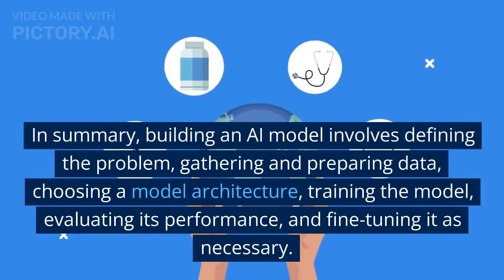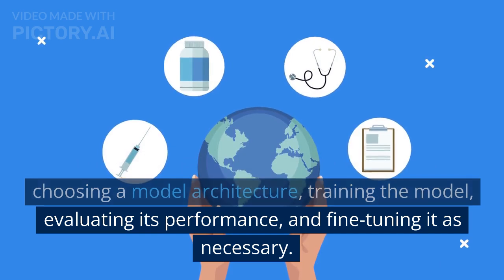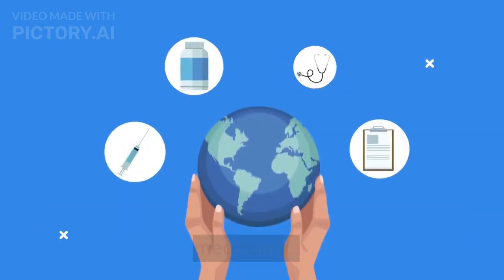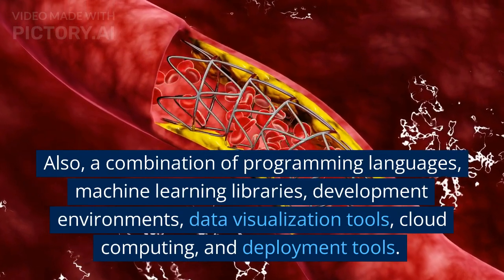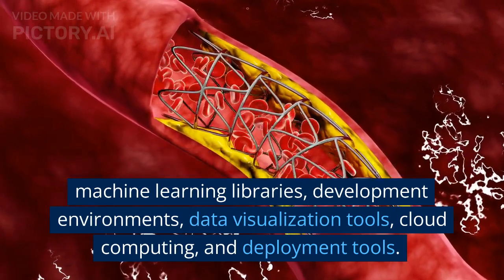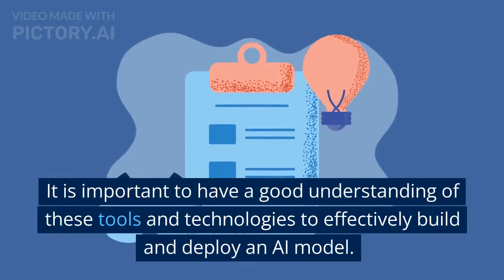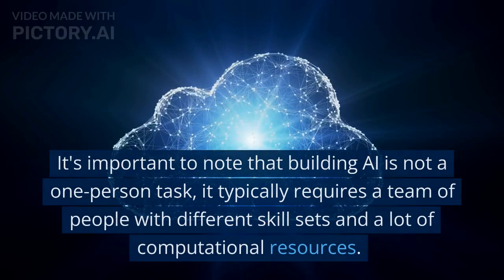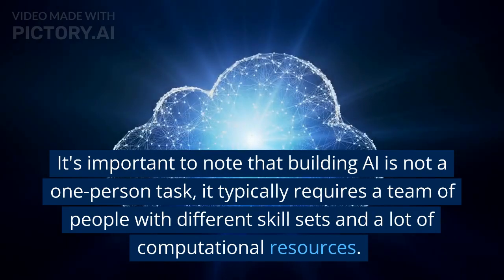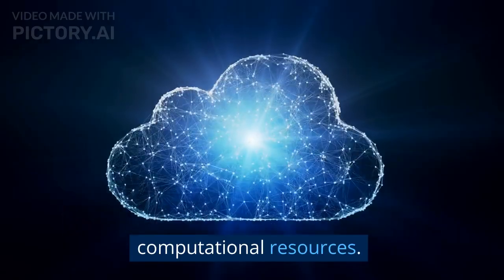In summary, building an AI model involves defining the problem, gathering and preparing data, choosing a model architecture, training the model, evaluating its performance, and fine-tuning it as necessary. Also, a combination of programming languages, machine learning libraries, development environments, data visualization tools, cloud computing, and deployment tools. It is important to have a good understanding of these tools and technologies to effectively build and deploy an AI model. It's important to note that building AI is not a one-person task. It typically requires a team of people with different skill sets and a lot of computational resources.